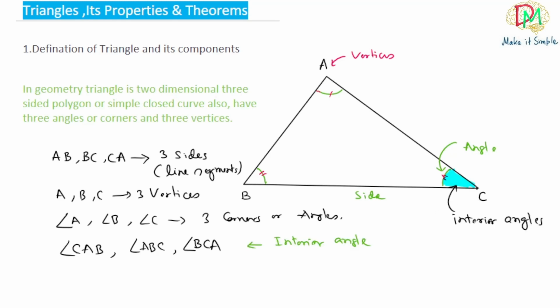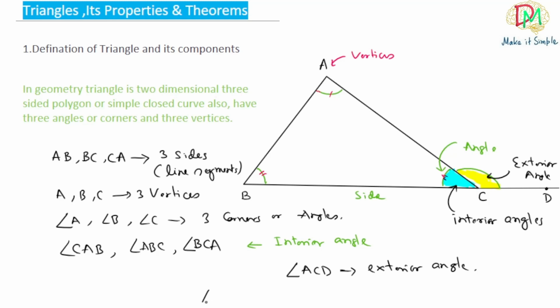You can write as this angle is the exterior angle, or here you can write as angle ACD is exterior angle are the linear pair. So we can write as angle ACB plus angle ACD is equal to 180 degree.